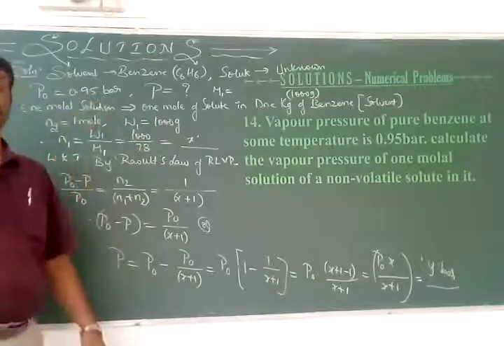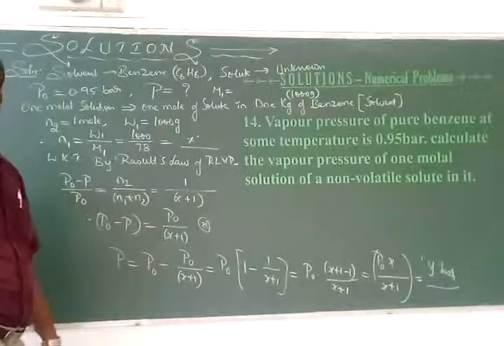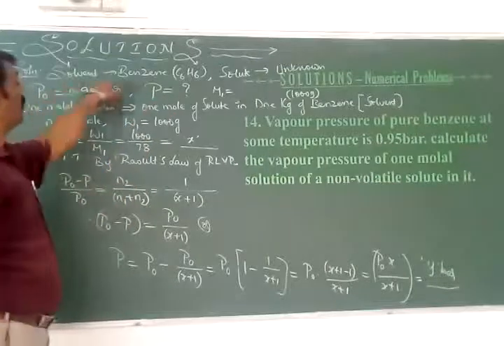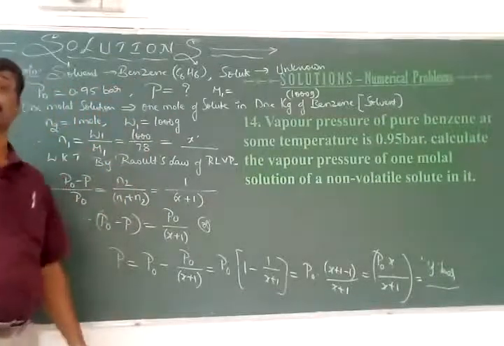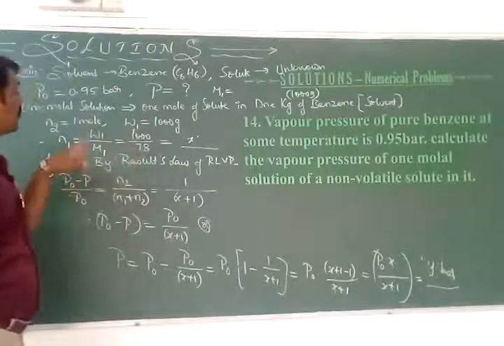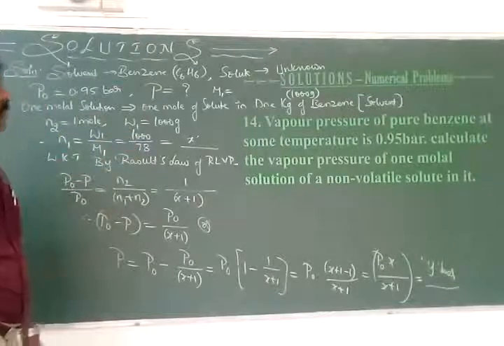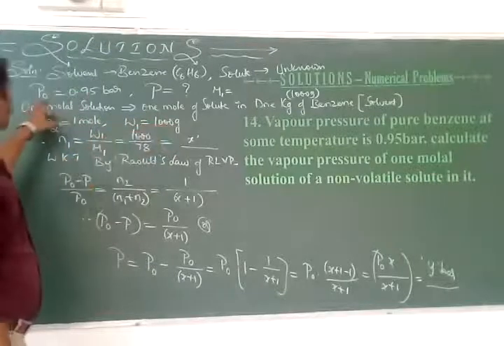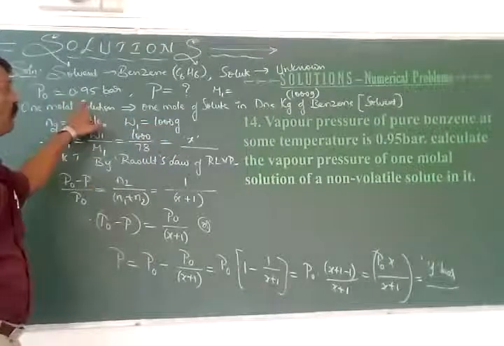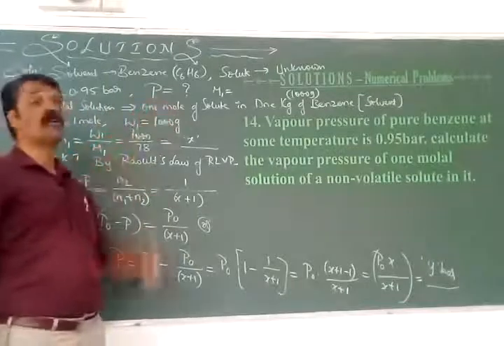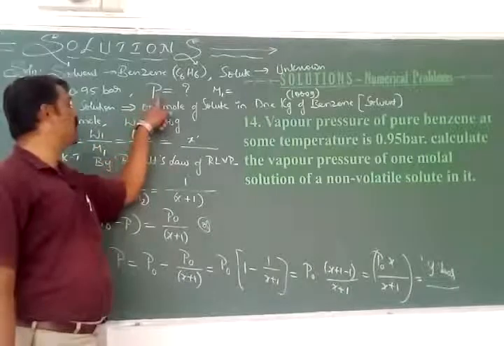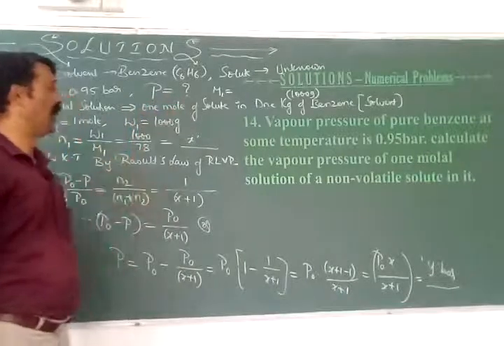Calculate the vapor pressure of 1 molar solution. Just by observing that numerical: the vapor pressure of pure benzene, the solvent, having formula C6H6 and molecular mass 78, at some temperature is 0.95 in terms of bar. Calculate the vapor pressure of 1 molar solution. Vapor pressure of the solution means it is just P. P we have to find out.